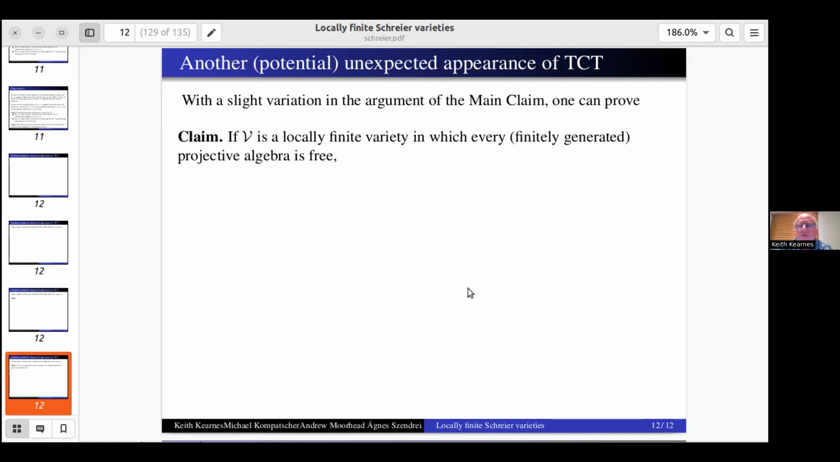Okay, so this is discussing a wider class of varieties. And just repeat the argument that we did with small variations, and we don't end up with minimal algebras, we end up with what are called E-minimal algebras. Okay, go through the main claim, do everything exactly the same way, and you will see that the assumption that every projective algebra is free leads to the conclusion that all finite algebras in V are E-minimal.